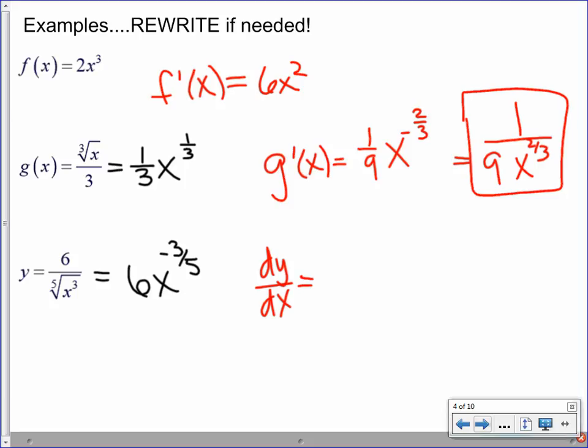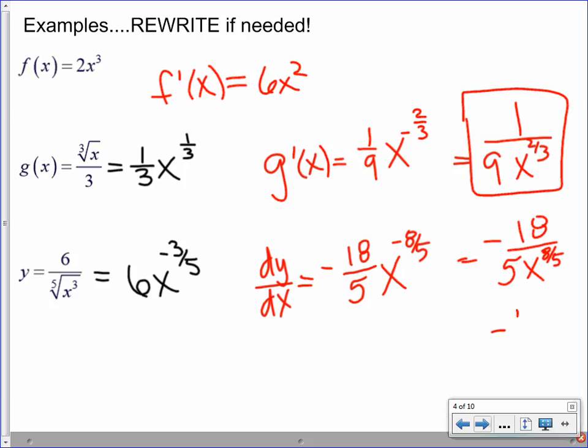So the power gets multiplied out in front. So what's our new coefficient? Negative 18/5 times x to the negative 8/5. We have to subtract 1. So negative 18 over 5 x to the 8/5.